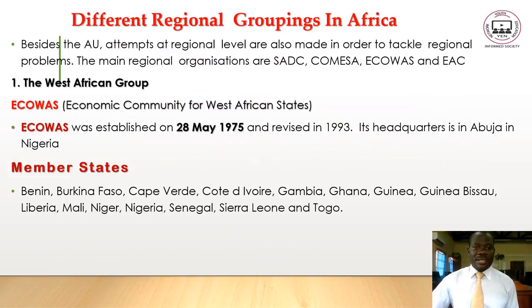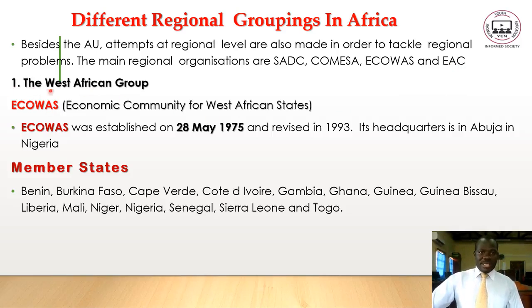Having looked at the Organization of African Unity, which later changed its name to the African Union, this time around let's look at the different regional groupings in Africa. Besides the AU, attempts at regional level are also made in order to tackle regional problems. The main regional organizations are SADC, COMESA, ECOWAS, and EAC. There are a number of them.